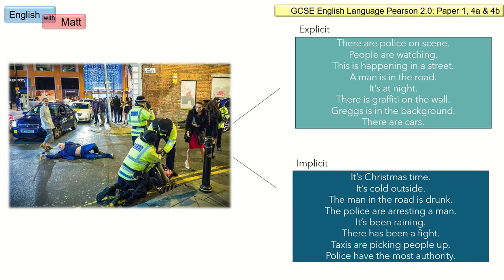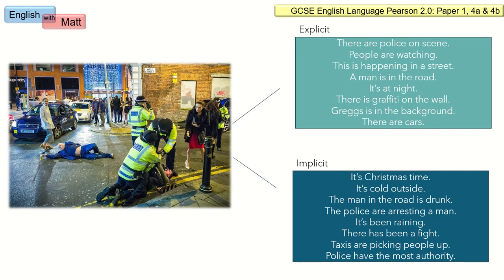The police, it seems, are arresting a man. We can't see any handcuffs, but when we see police pinning somebody down like that, it's probably to restrain them, to put handcuffs on them. It's been raining. We know that because the ground's wet. There's been a fight maybe between these two gentlemen, and that's why the police are arresting someone for an assault.